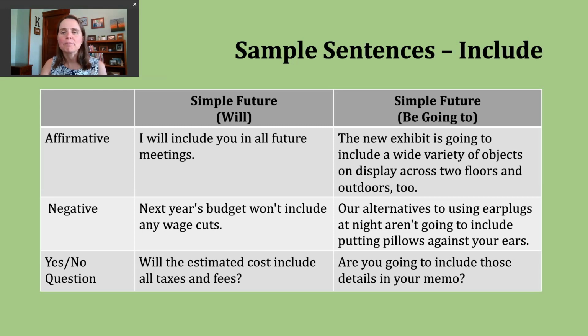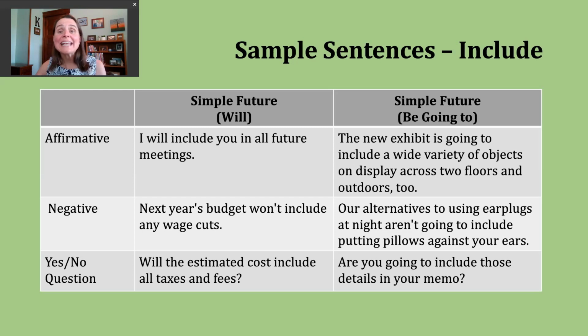Let's take a look at an example. The new exhibit is going to include a wide variety of objects on display across 2 floors and outdoors too. Okay. So here maybe we're discussing a museum's plans, right? They've probably already designed these things. They've made plans, they've purchased the items, maybe they've already started putting them in specific spots, right? So we have pretty set plans here. Okay. New exhibit is one thing. That's like an it. That's why you see is in that particular sentence.